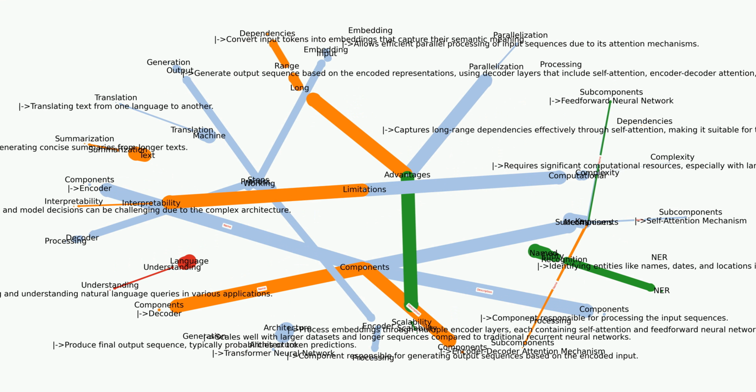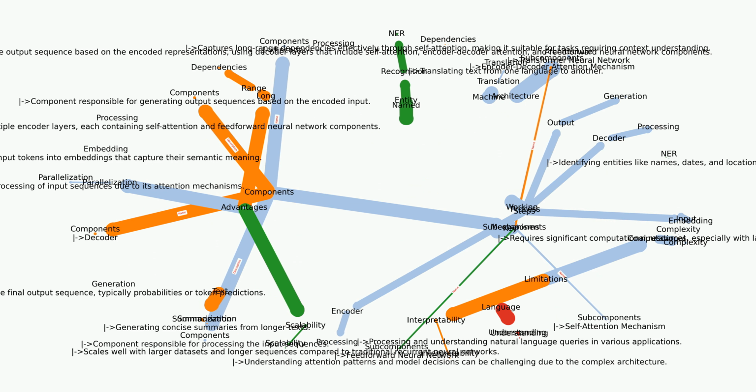Name: Self-attention mechanism. Description: a mechanism allowing each word in a sequence to attend to other words in the same sequence, capturing relationships and dependencies. Name: Encoder-decoder attention mechanism. Description: a mechanism allowing the decoder to focus on relevant parts of the input sequence during decoding, aiding in translation and sequence generation tasks.